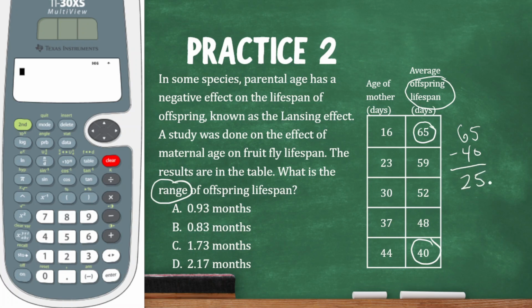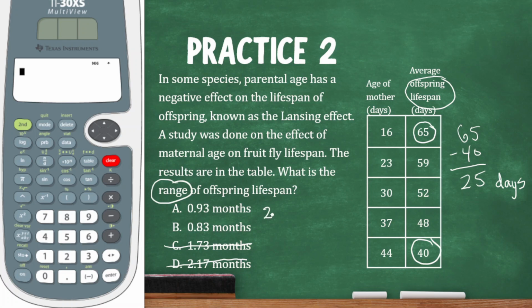But this is in days now, and look at all of our answer choices, they're in months. 25 days is going to be a little bit less than a month. So I'm thinking it's not C or D. So how many months is it?